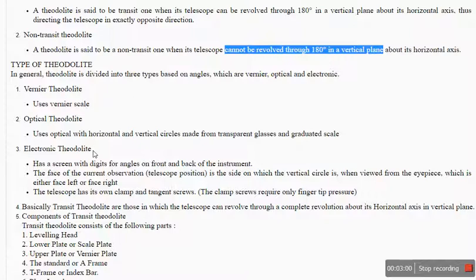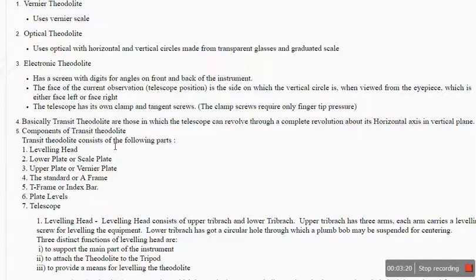With an electronic theodolite we can directly get the values. With an optical theodolite you are able to find the upper reading and lower reading, and then you can find the horizontal distance and vertical distance. Basically, we call it a tachymeter. And then we have a vernier theodolite, which uses vernier scales. The main components of the theodolite are given here: the leveling head, the lower plate, the upper plate, the standard or A frame, then the T frame or index part, then the plate levels and the telescope.